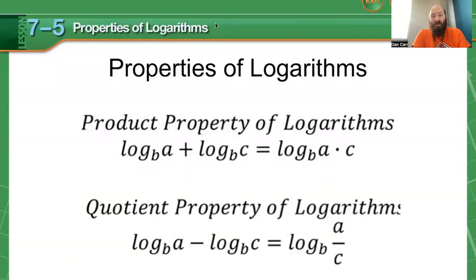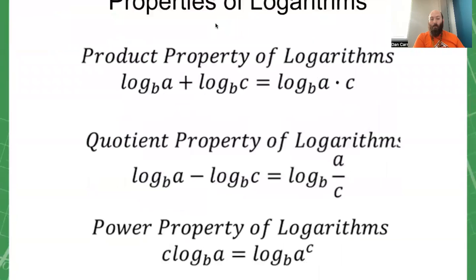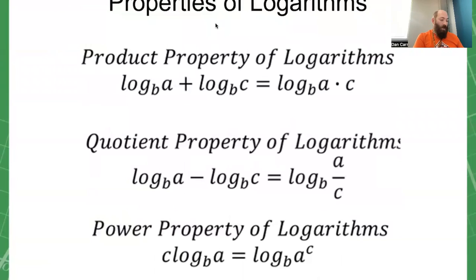Today we're going to be talking about 7.5, properties of logarithms. So when we talk about our properties of logarithms, we're talking about three of them here. There's a product property, the quotient property, and the power property. Okay, so product property. Again, key here is that bases are all the same.